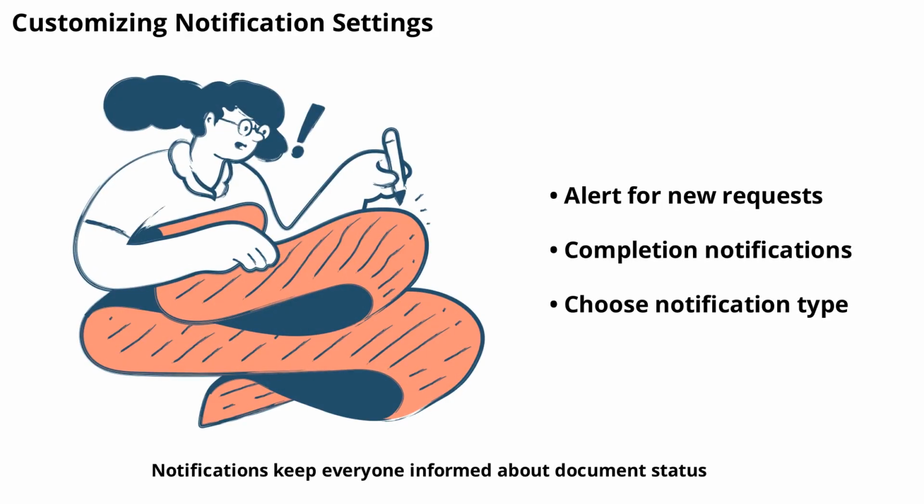Notifications keep everyone informed about document status. Customize your notification settings to receive alerts for new signing requests, completed signatures, and approaching deadlines. You can usually choose between email, SMS, or in-app notifications. Tailoring these settings ensures you never miss an important update.